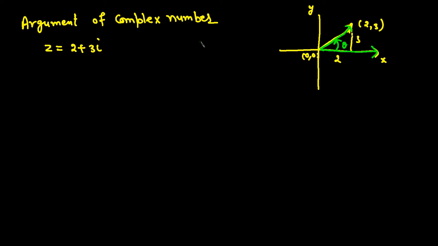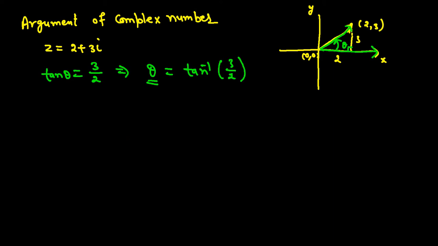Okay, and how can you find it? We need to use some trigonometry here. So tan theta, from here this is 90 degrees, is going to be 3 over 2. Therefore we get theta is equal to tan inverse of 3 over 2. So this angle over here is called the argument.